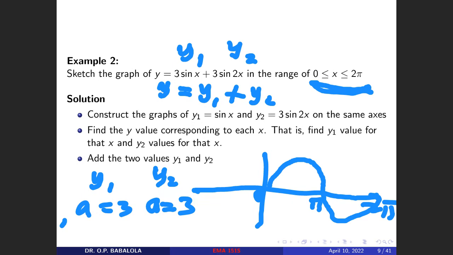Now you want to sketch the graph of y2. Before I forget this, my amplitude is 3.